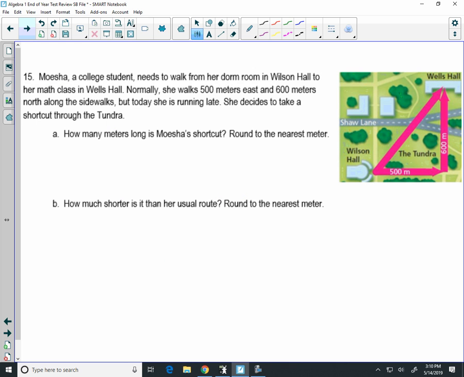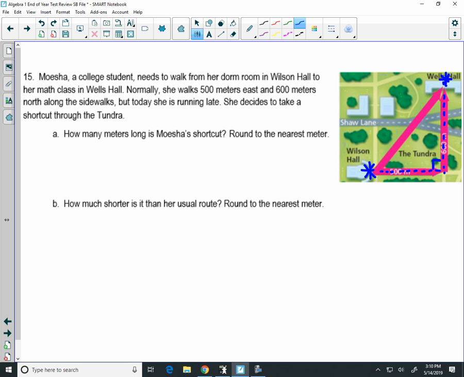All right, last problem. Moesha is a college student and she needs to walk from her dorm room in Willis Hall, so that's right here, to her math class at Wells Hall. Normally she walks 500 meters east and 600 meters north along the sidewalks. Today she's running late and she decides to take a shortcut. So she's just walking through the grass. How many meters long is her shortcut?